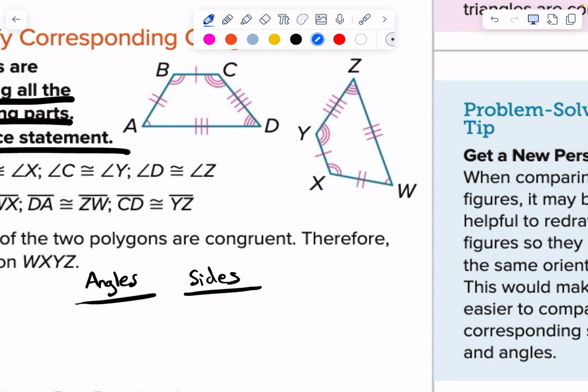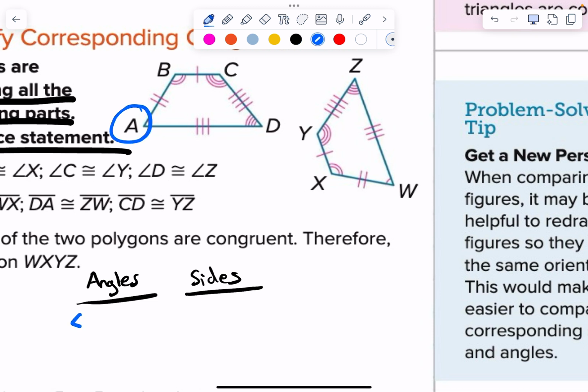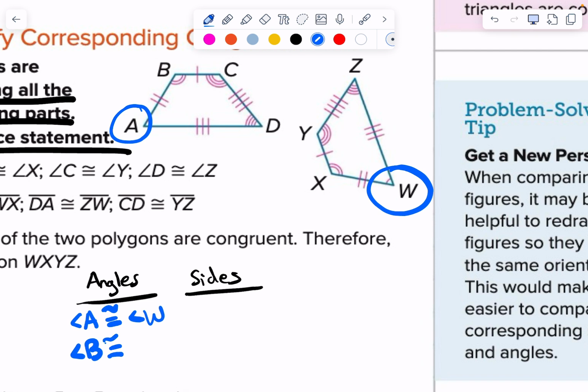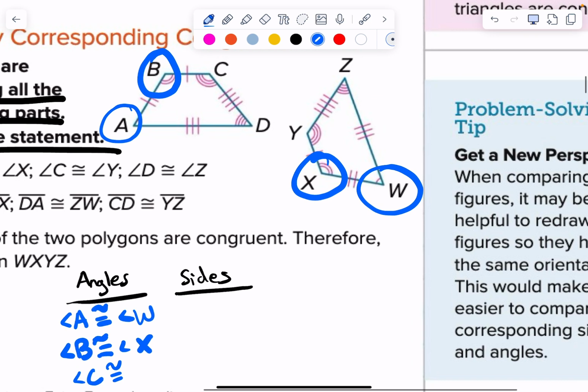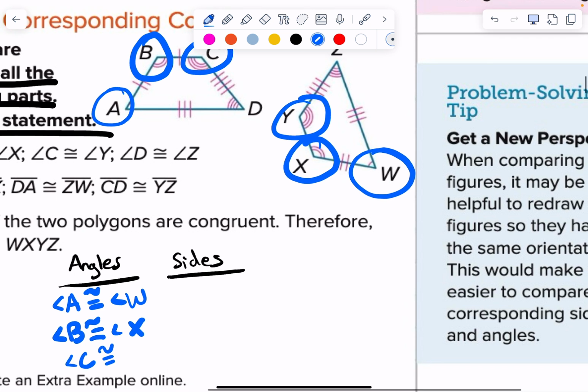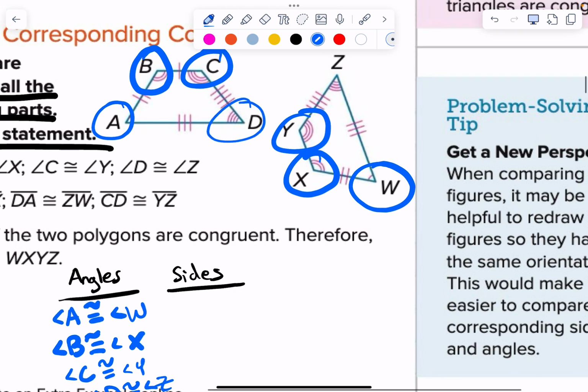Sorry. Angles. Let's start with angle A. And I want to say angle A is congruent to some other angle. How do I know which one angle A goes with? Angle W, because it has one little loop. Angle A goes with angle W. All right, let's then go to angle B. Angle B is congruent to angle X, because there are 2 loops. Angle C goes with angle Y, because there are 3 loops. And angle D goes with the only one that's left, angle Z, right? Because there are 4 loops. Got it?